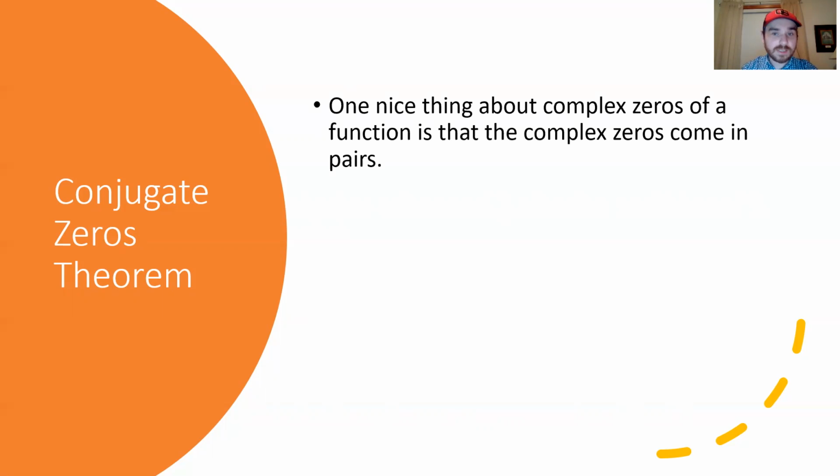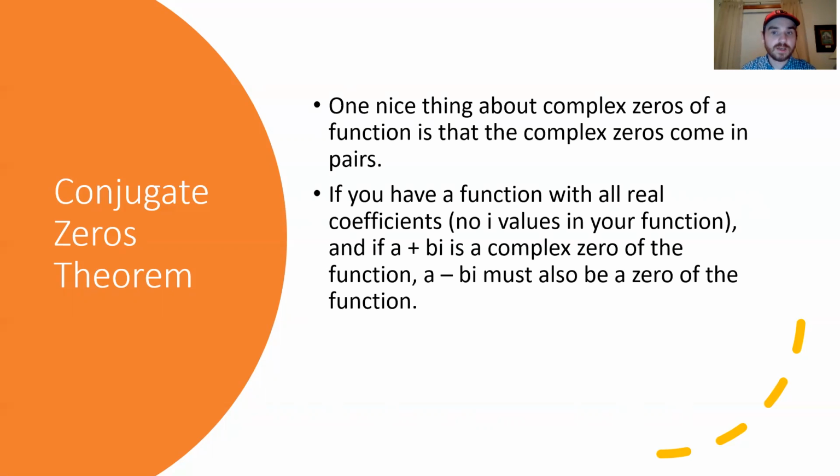So one of the nice things about complex zeros of a function is that the complex zeros come in pairs. If you have a function with all real coefficients, which means that you have 5x cubed plus 3x squared minus 17x plus 2, all of these are real numbers, right? The 5 is a real number, the 3 is a real number, the 17 is negative 17, whatever. What they're talking about when they're saying as long as your coefficients are all real numbers is that you don't have 5ix cubed in your original polynomial, which we won't deal with at all in this chapter at least.